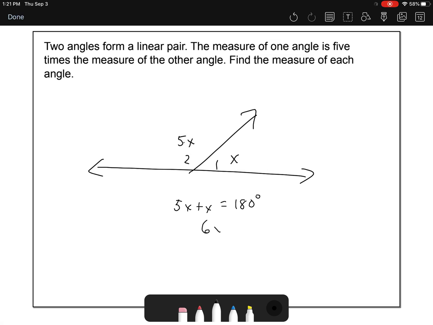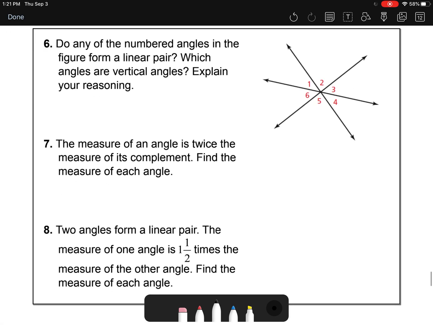Well, okay. What do these two add up to? 180. They're supplementary, aren't they? So 6x equals 180. Hey, this is 30. This is 150. 5 times 30 is 150, so that's 5 times bigger. Got it. All right. Do any of the numbered angles in the figure form a linear pair? If you said no, you're right, because you have to have two angles form a line, and we don't have that. How about vertical?